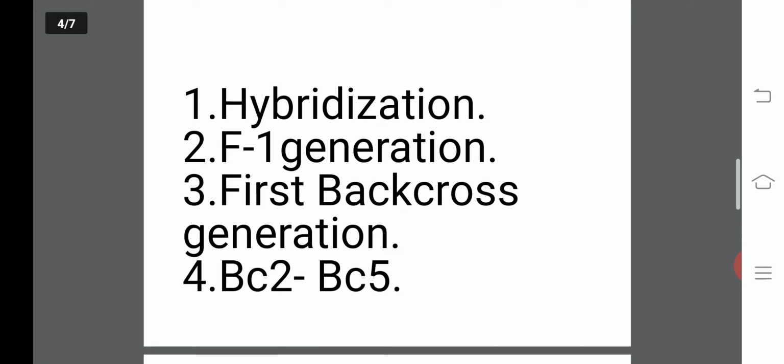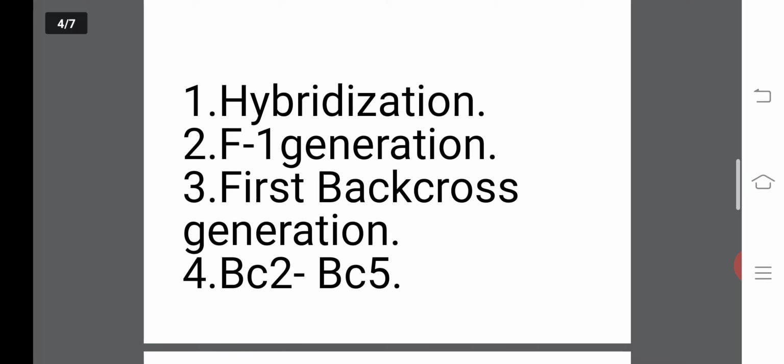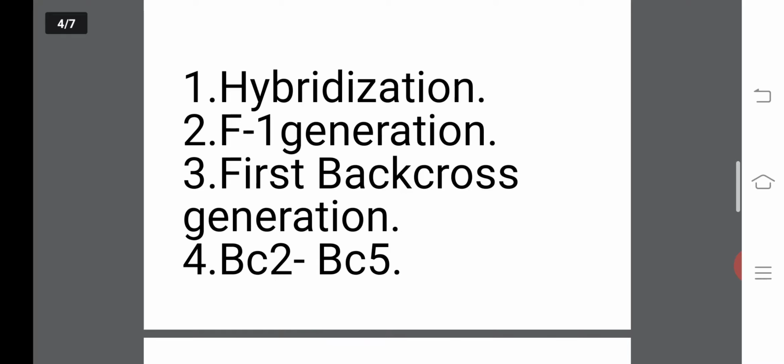Now, the procedure of the backcross method. The first step is hybridization. In hybridization, variety A is crossed to variety B. Generally, variety A should be used as the female parent. This would facilitate the identification of the selfed plant, if any. In the F1 generation, F1 plants are backcrossed to variety A. Since all the F1 plants will be heterozygous for rust resistance, selection for rust resistance is not necessary.